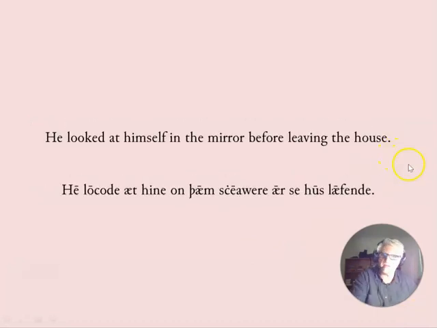I've got to be careful jumping these. He looked at himself in the mirror before leaving the house. He looked at hinna on tham shewer ar sehus lavender. Okay. Leaving, you can see present participle leaving is lavender at the end. Okay. He looked, third person singular present tense, lokade, at hinna himself. Hinna is just him, but in this context, himself in the mirror before the house leaving, before leaving the house.